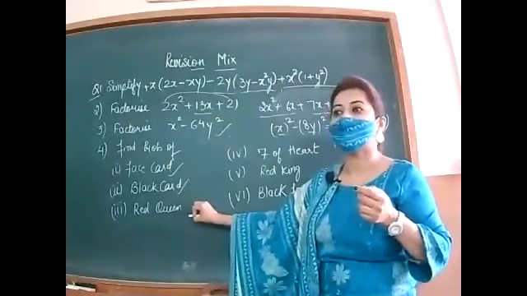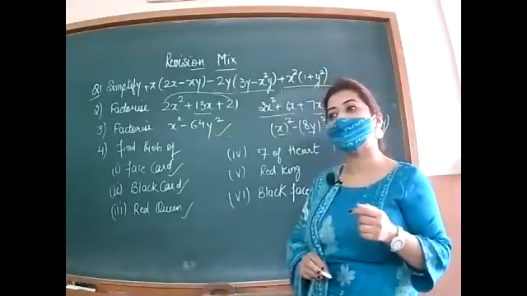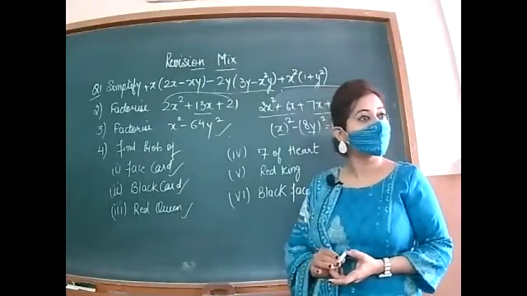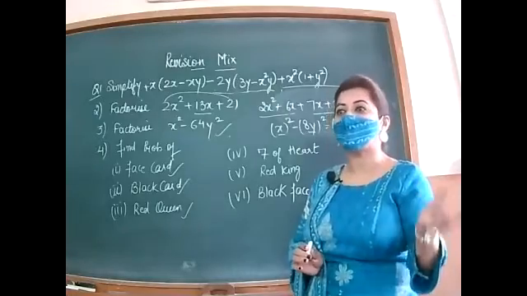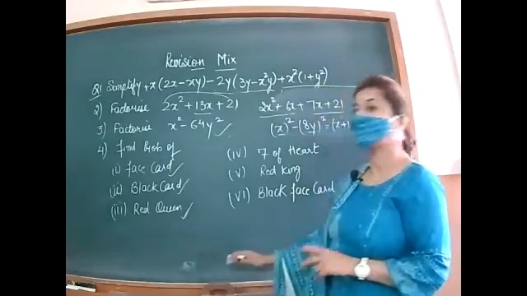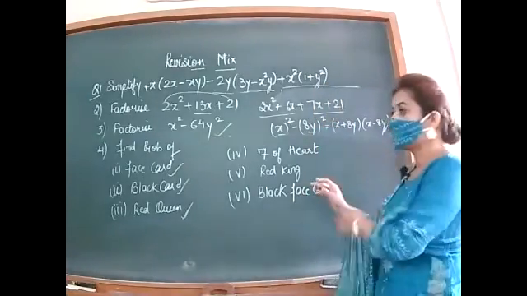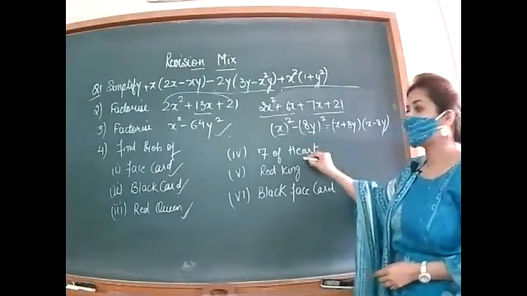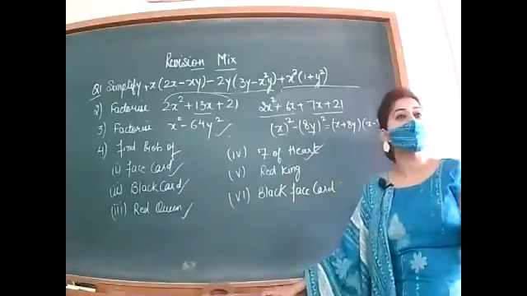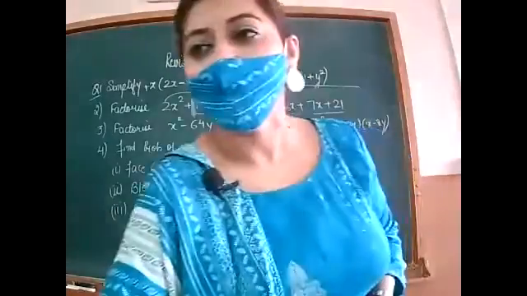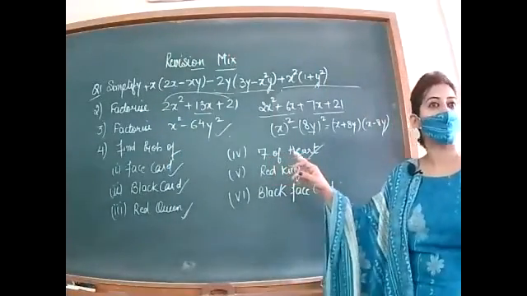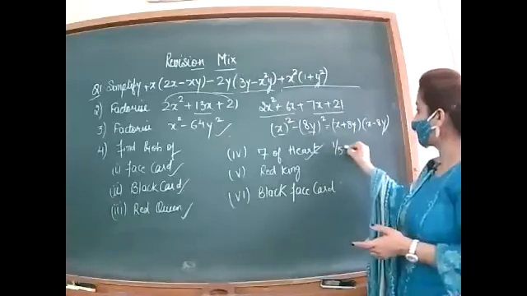Next is red queen. How many queens are there? Total queen. And out of 4, 2 are black, 2 are red. The probability of red will be 2 by 52, that is 1 by 26. 7 of heart. 1 by 52. Actually, total 13 cards are there in the heart. And out of those 13, 1 will be of 7 number card. So probability will be 1 by 52.